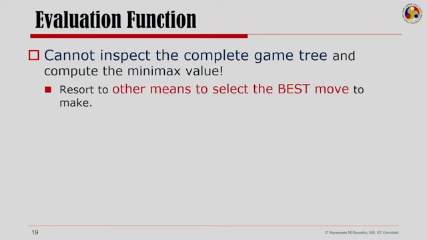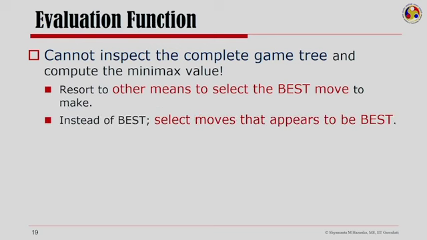This is where we take help of evaluation functions. As we cannot inspect the complete game tree and compute the minimax value, we resort to other means to select the best move. In fact, we do not select the best move. We select the move that appears to be best for the current move. And then as we get more information, we revise and take the next best move.